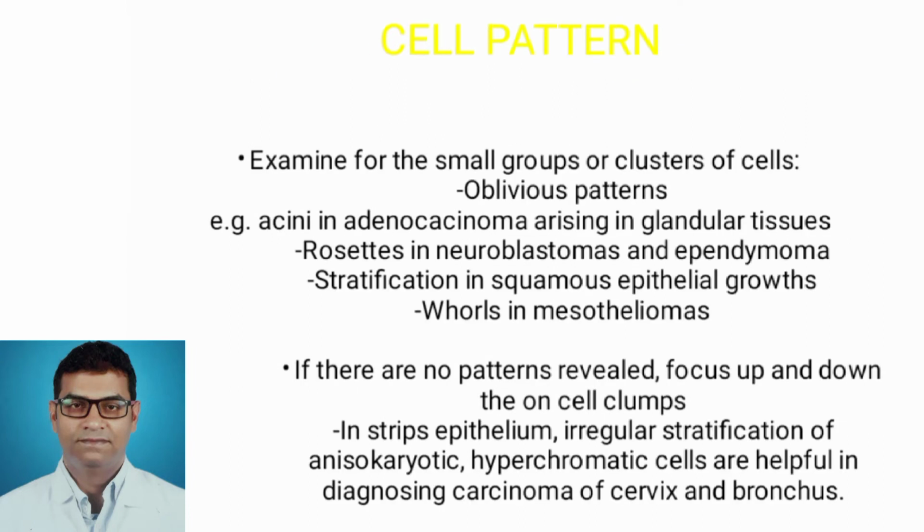Cell pattern. Examine for small groups or clusters of cells and any patterns. For example, acini in adenocarcinoma arising in glandular tissue, rosettes in neuroblastomas and ependymomas, stratification in squamous epithelial growths, and whorls in mesotheliomas. If no patterns are revealed, focus up and down the cell clumps. In strips of epithelium, irregular stratification of anisokaryotic hyperchromatic cells is helpful in diagnosing carcinoma of the cervix and bronchus.